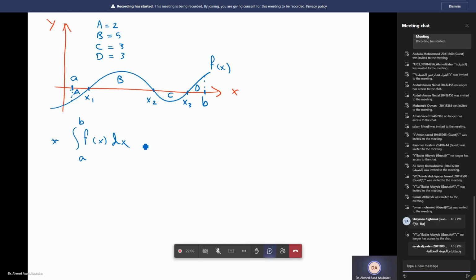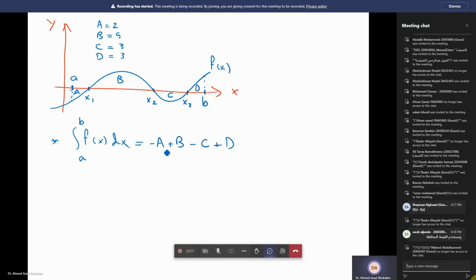The integration equals minus A plus B minus C plus D, because the value of A is the integration from A to x1. We don't use the absolute value. Don't use absolute value. This is not area. This is integration, ya Sarah. So the value equals -2 plus 5 minus 3 plus 3. So we have 3. This is the integration from A to B.